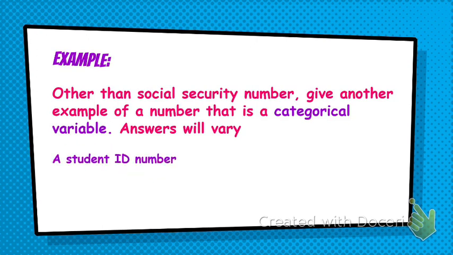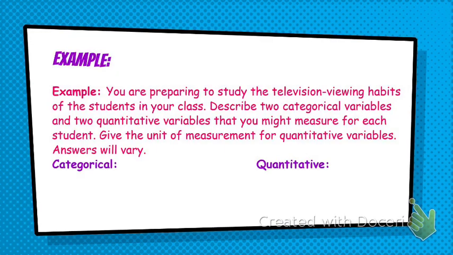So I said this a second ago in the video, a student ID number would be one. Another one could be a jersey number of a sports player, right? That's going to be categorical. That is a number, but it's a categorical number. It's defining that player.